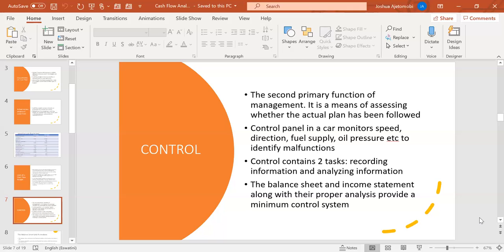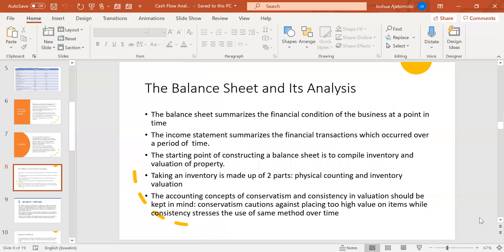When we are talking of control as the second primary function of farm management, important techniques that we normally use include balance sheets and income statements. These are very, very important. Balance sheet and income statement. So today we are going to be looking at the balance sheet and its analysis.